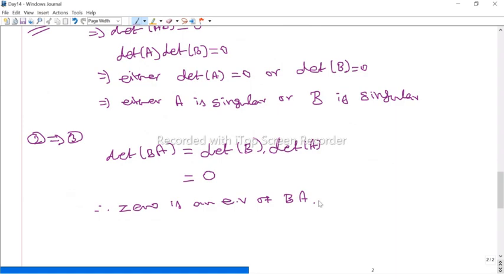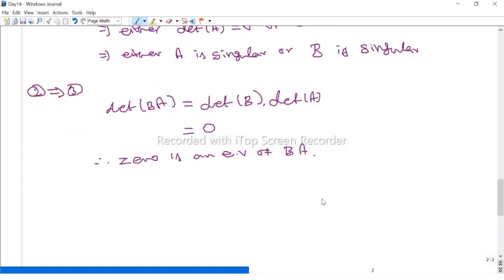Now we prove the last part, 3 implies 1. Equivalence is what? We have to assume one statement and prove another statement. Now assume the third statement. What is the assumption? 0 is an eigenvalue of BA. What we have to prove? 0 is an eigenvalue of AB.